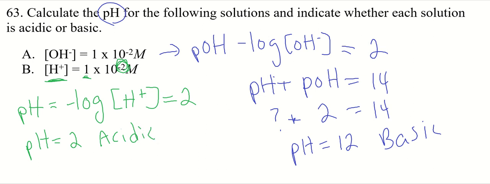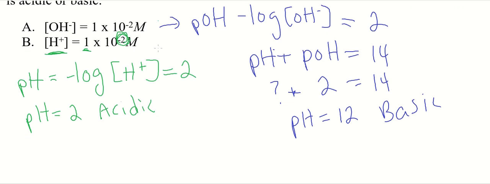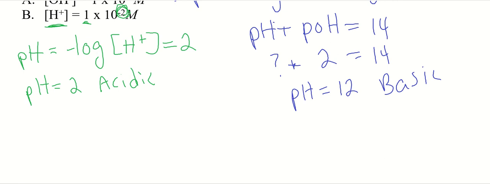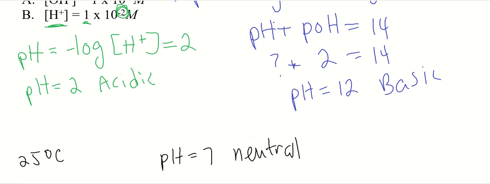Okay, and just to remind you, if the pH is 7, this is all at 25 degrees Celsius. I don't know why I'm writing backwards. All right, so that means it's neutral because the hydronium ion concentration, or hydrogen ion concentration, is equal to the hydroxide concentration.